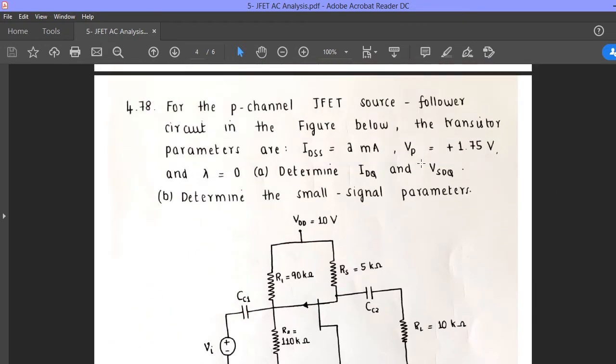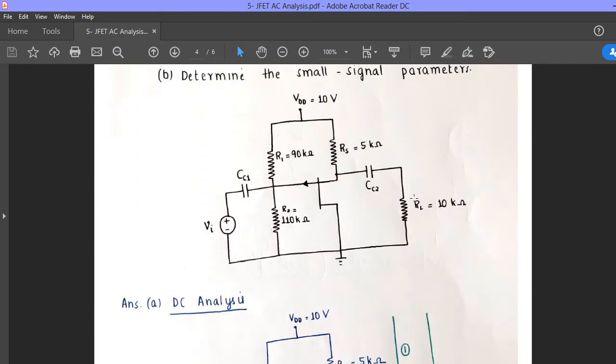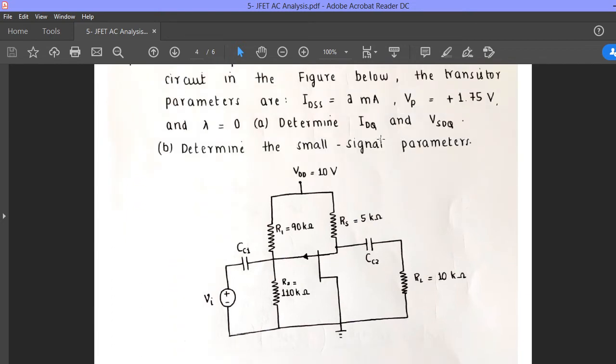And now we have again in this question Vp given, IDSS given, lambda is 0, means r0, there is no need of r0. While drawing the AC equivalent circuit, r0 will be infinite. Determine the value of IDQ, VSDQ and small signal parameters. So first we will need to perform DC analysis. DC means f is 0, means reactance is infinite, so this can be ignored.